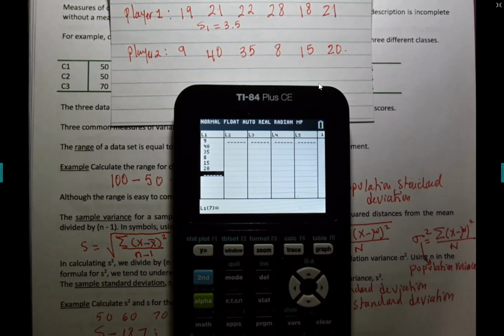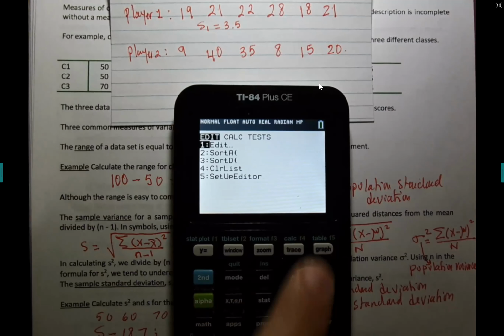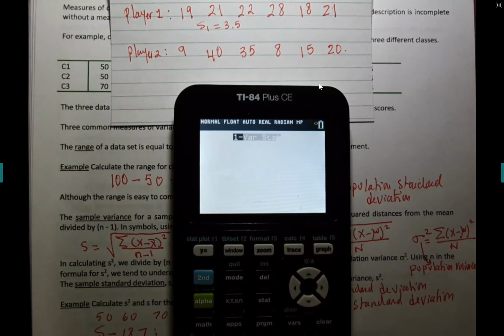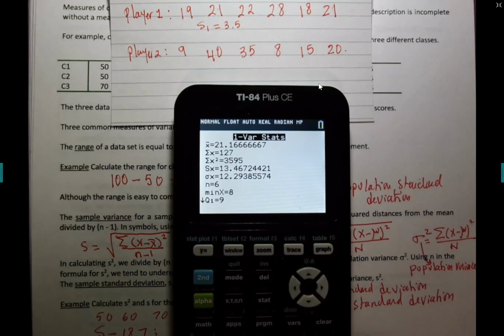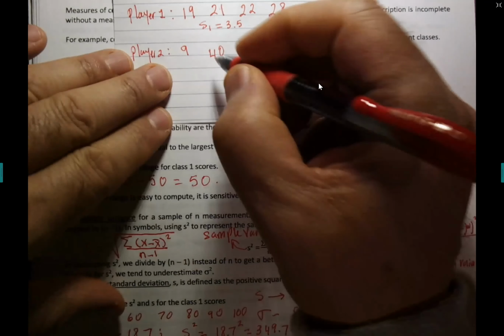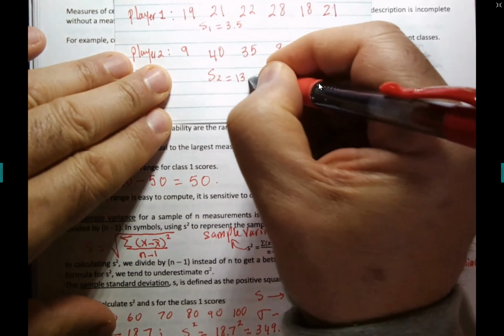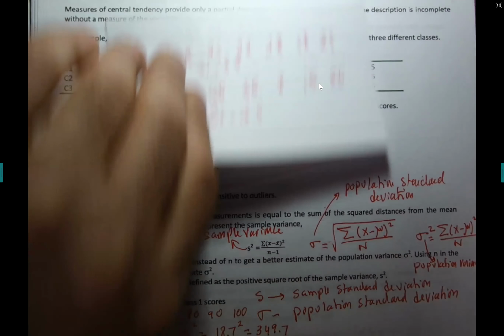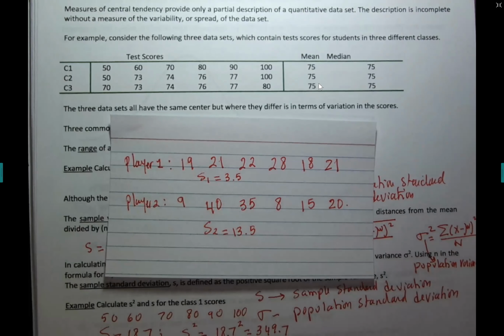Okay. We got a student say 13.5. So let's see. Stat, calc, one variable statistic, calculate. There you go, 13.5. And you will advise the coach to hire player 1 because he's more consistent in how much he scores on each game. And if he asks why you think he's more consistent, tell him because he has a smaller standard deviation.